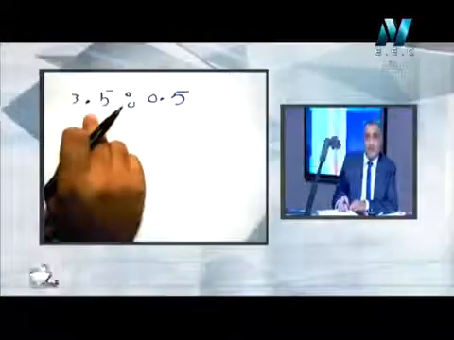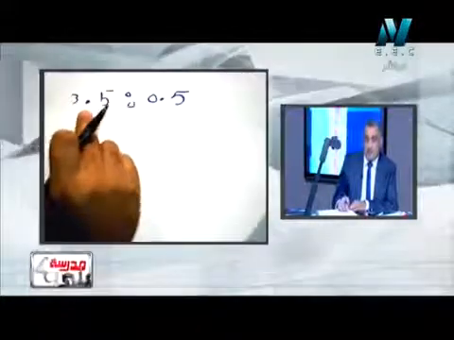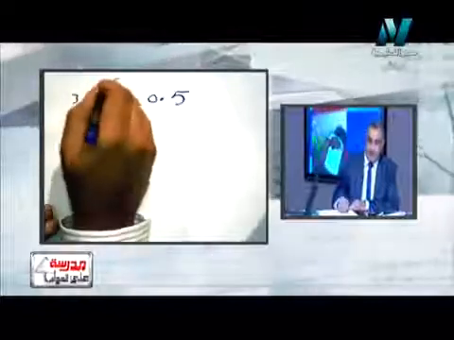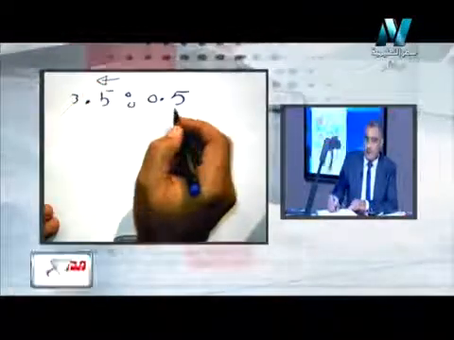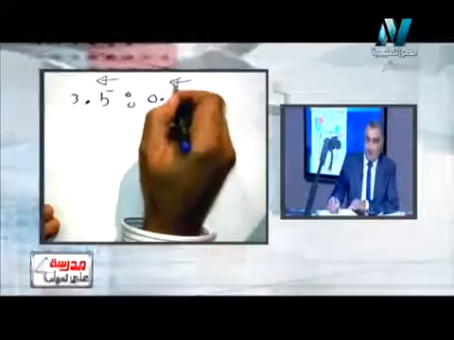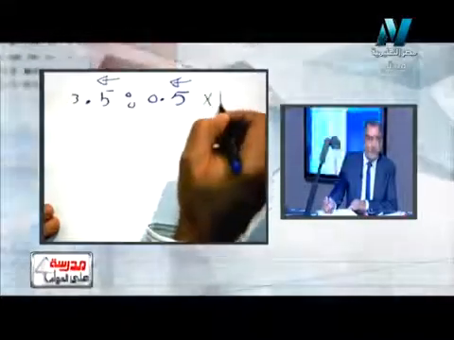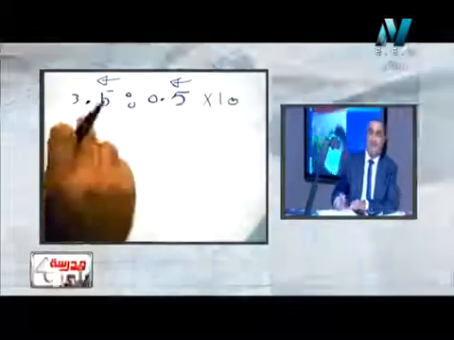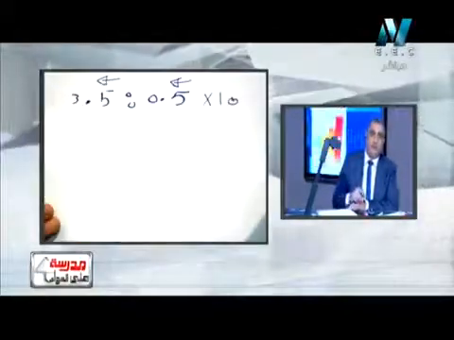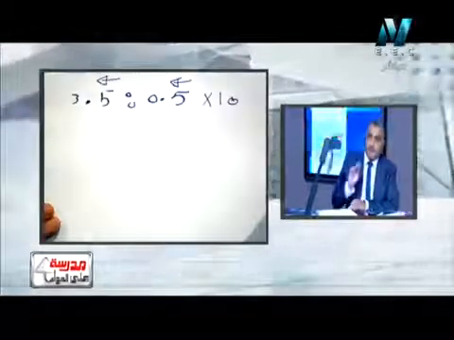3.5, the decimal point after one digit from the right direction. The second number, the decimal point after one digit. Excellent. Very good. We have to multiply them by 10. Why 10? To cancel the decimal point. Very important point.